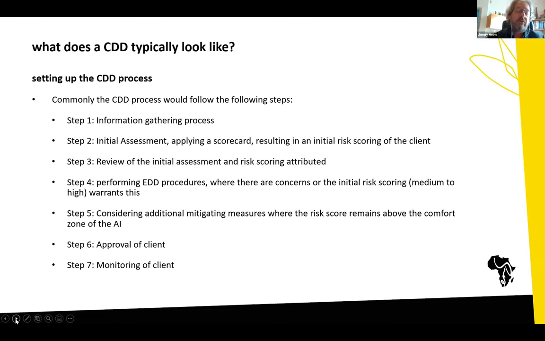the initial risk scoring, for instance, you may determine that that initial risk ratings of medium and high warrant the enhanced due diligence processes. Step 5 would then consider additional mitigating measures where the score remains above the comfort zone of the institution. And these may be varied. There may be ways to curtail or mitigate certain of the risks through imposition of legal terms and conditions. There may be a reason to curtail or limit the availability of funds to the client, to the prospective client, or there may be a need to limit or curtail certain transactions with the client. Step 6 would then be approving the client or not approving the client, and step 7 is monitoring of the client. Next slide, please.